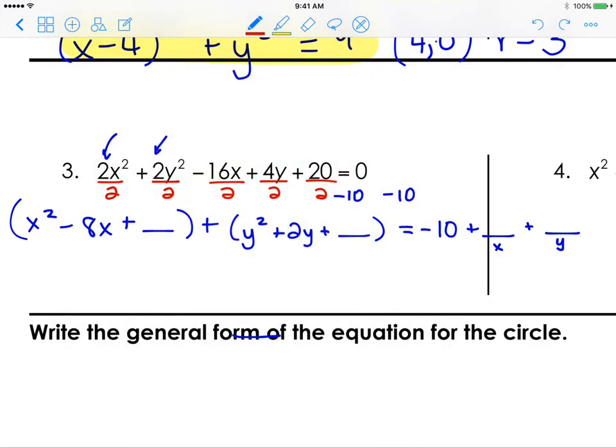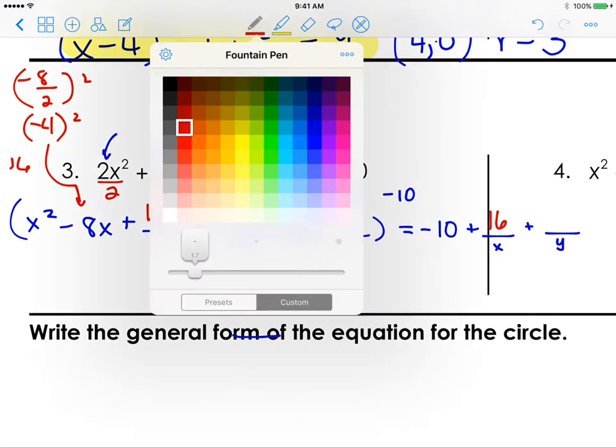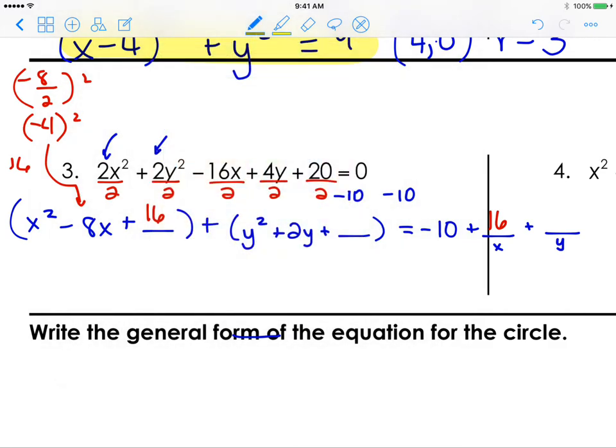All right, so for this one, remember it's b over 2, so -8 over 2 squared, which is -4 squared, which equals 16. So I can write a 16 right there in that box and a 16 in that box. I'm going to go a different color just so we can make sure we're not getting too wild and crazy. Okay, so now we're going to do it for the y.